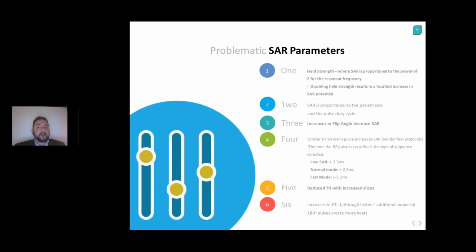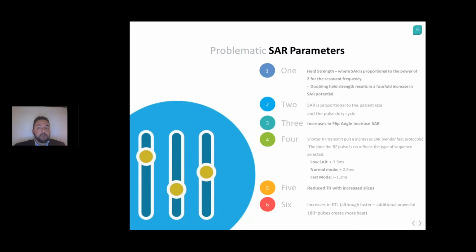So the time the RF pulse is on reflects the type of sequence selected for excitation. A low SAR sequence has a longer transmit RF pulse, whereas a fast sequence uses an approximately 1.2 millisecond transmit RF pulse. This results in an imperfect slice profile, resulting in larger SAR thermal induction.